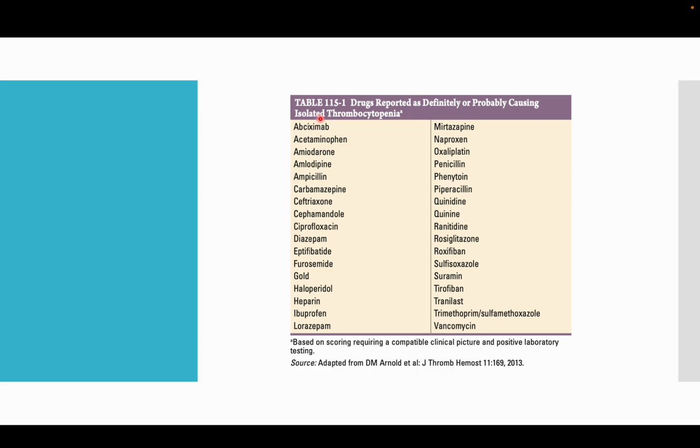One exception is abciximab. Abciximab is the only drug which can cause thrombocytopenia within 24 hours of starting the drug. All other drugs take time. Generally the mean duration is 21 days, and at least a week to 2 weeks is the minimum time it can take for drug-induced thrombocytopenia. You stop the drug, and the patient will be fine.